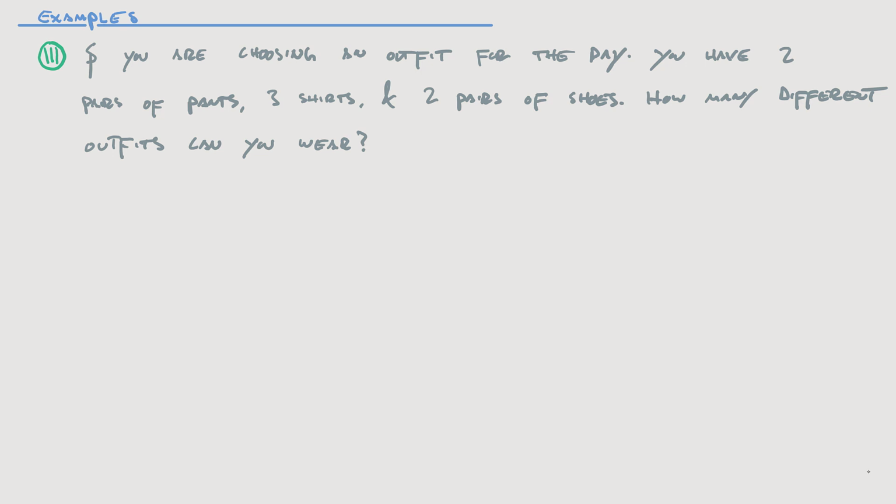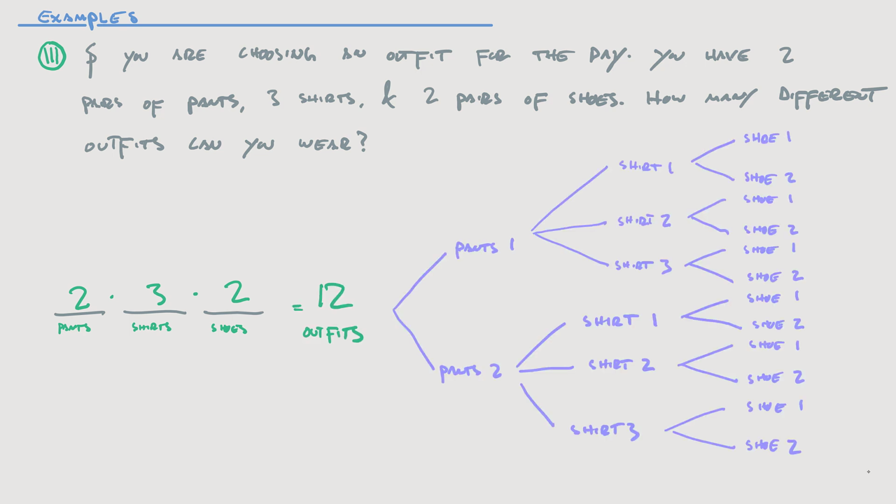All right, for the last example, suppose you're choosing an outfit for the day and you have 2 pairs of pants, 3 shirts, and 2 pairs of shoes. How many different outfits could you wear? Well, just using the basic counting rule, you have some number of options for pants, some options for shirts, and some options for shoes. You just multiply all those things together and you get 12 different outfits. This is what the tree diagram would look like, and there are indeed 12 things listed here.